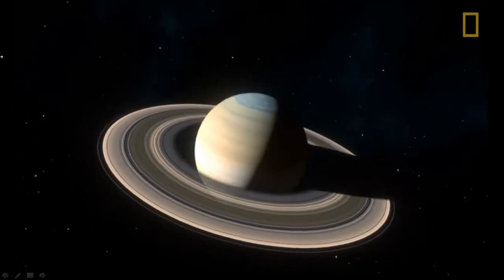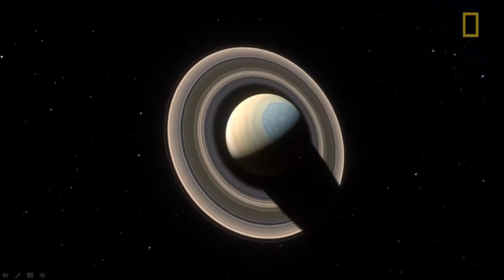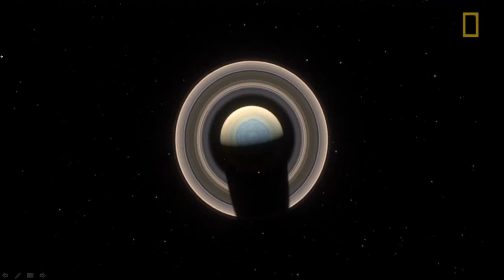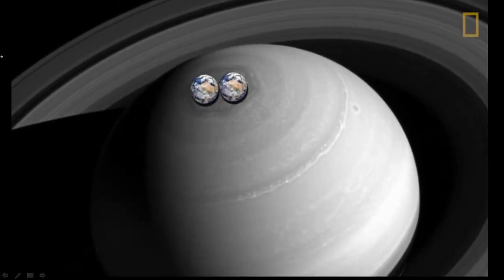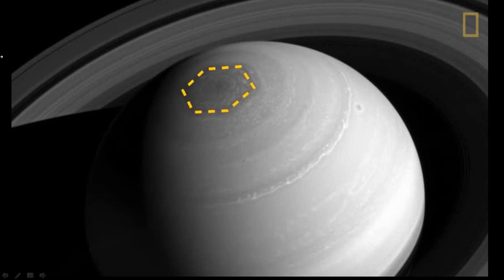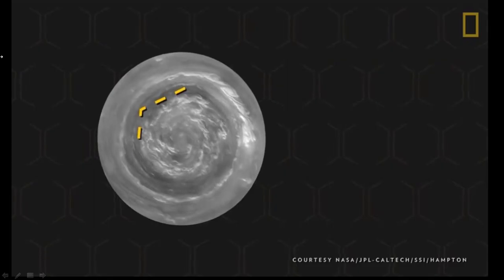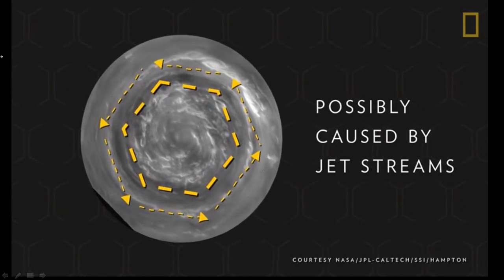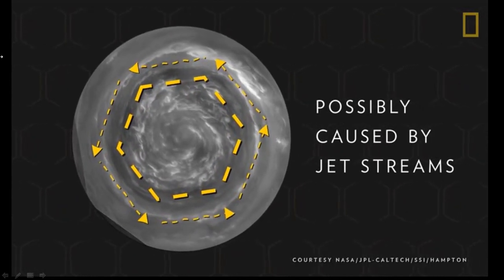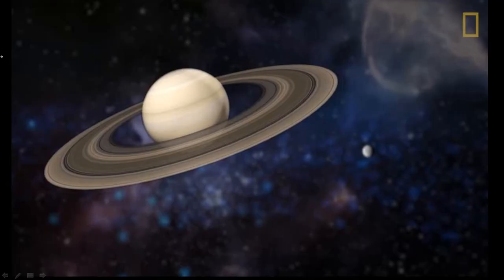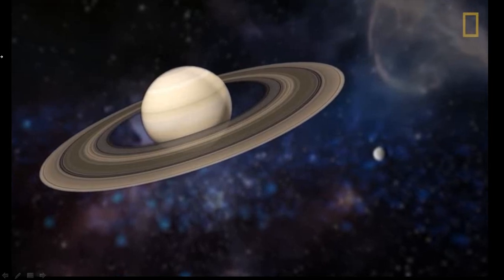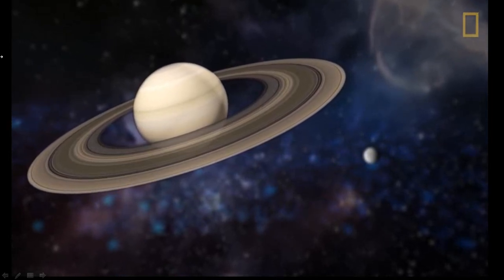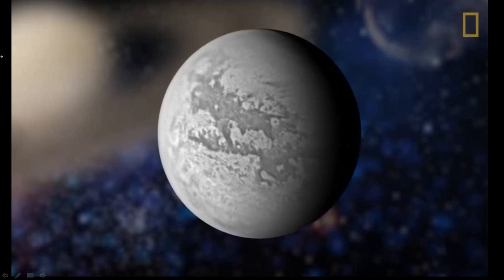storms. The largest storm on Saturn is at its North Pole. It's over twice the size of Earth and shaped in a near-perfect hexagon. Each of the 6 sides is believed to be the result of jet streams, which all encircle a massive hurricane. Because of Saturn's inhospitable environment, the planet cannot support life, but some of its moons might.